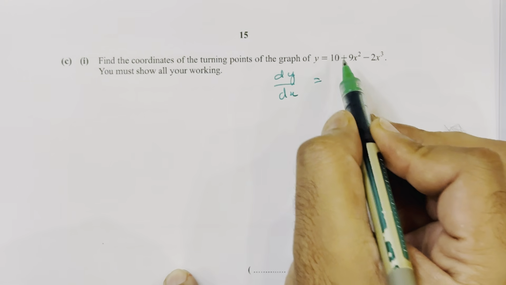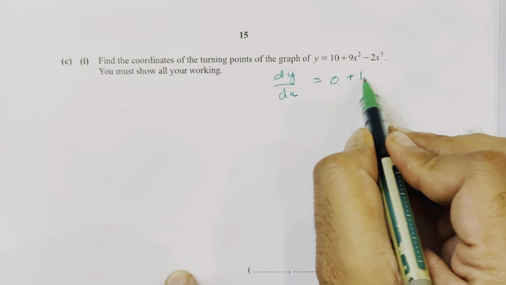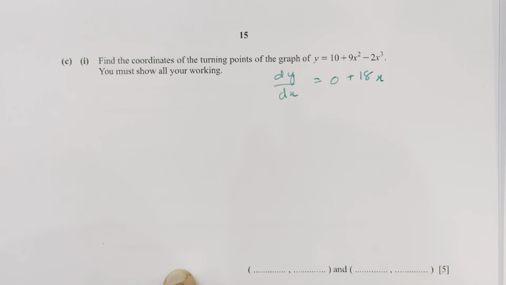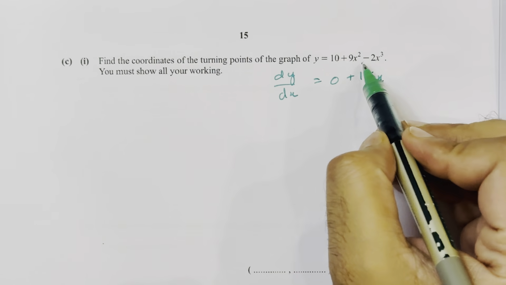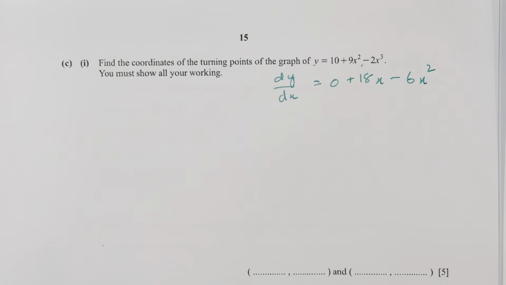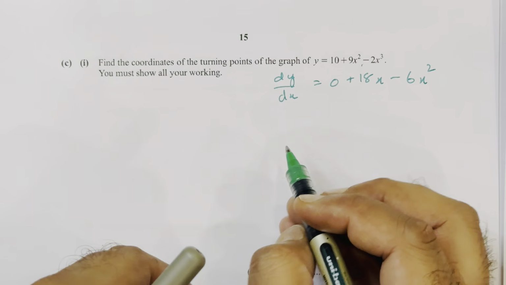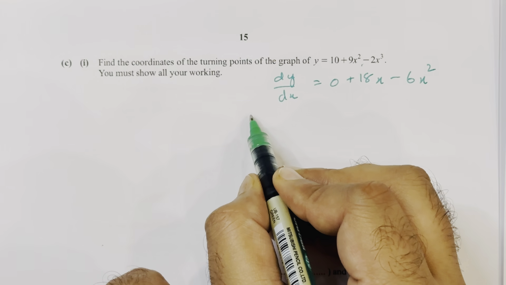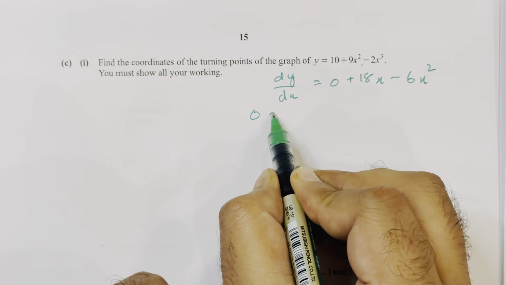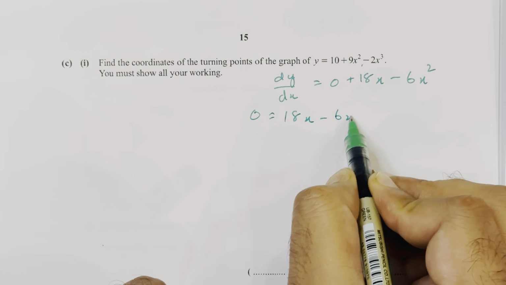The derivative of a constant is always 0, and for 9x squared, 2 multiplied by 9 would be 18, and when we reduce the power of x squared by 1, it would be x. Then 3 multiplied by 2, it would be minus 6x squared. So this would be our derivative. To find the stationary points, we need to put it equal to 0. So when we substitute equal to 0, it would be 0 is equal to 18x minus 6x squared.